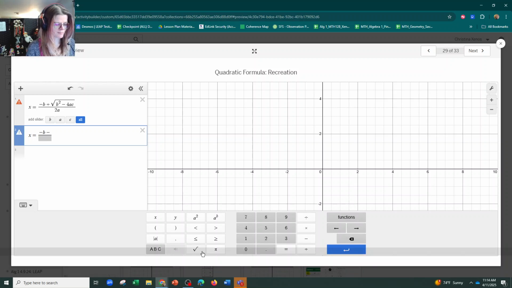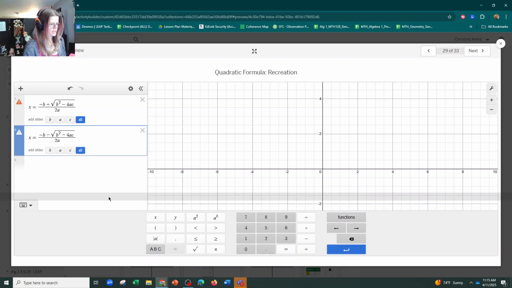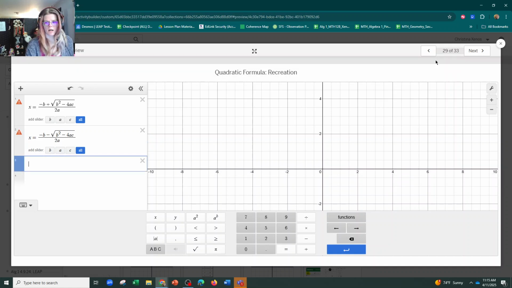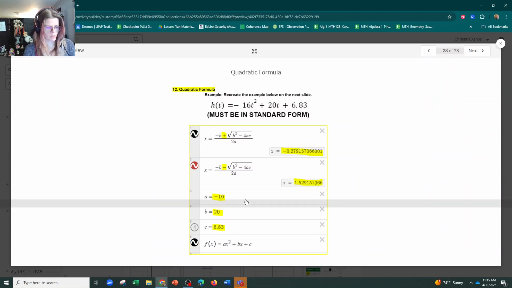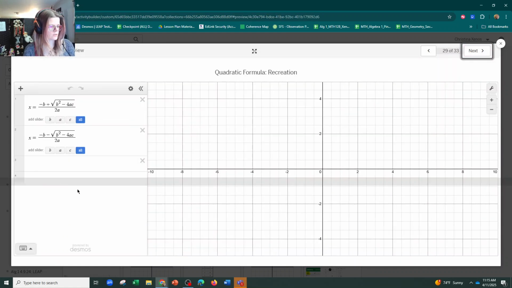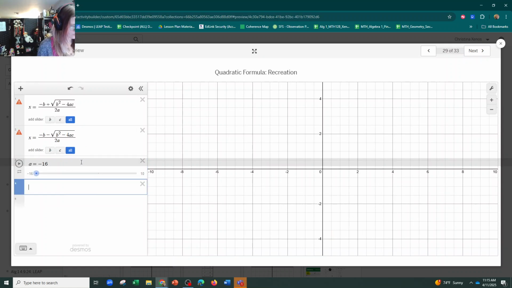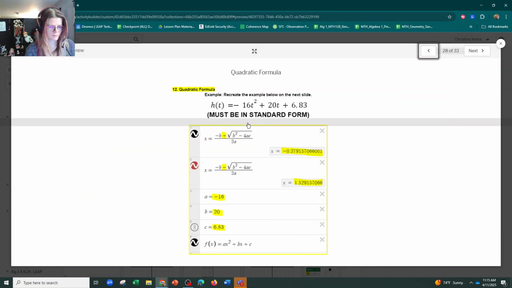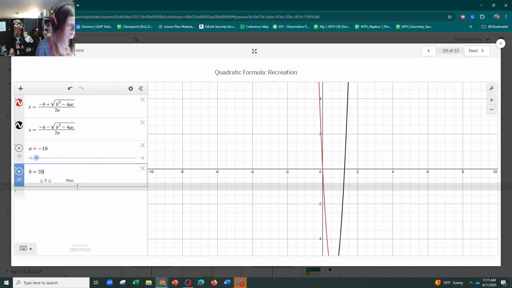Square root, b squared. Everything else will be the same. B squared minus 4ac. Arrow down over 2a. Look at it trying to put in those sliders. And then our problem had negative 16, 20, and 6.83. So we're going to put a. We're not going to use the sliders because we can't use sliders on the test, but we can just type in a equals negative 16. Hit enter. B equals, what was it, 20? Yes, 20.